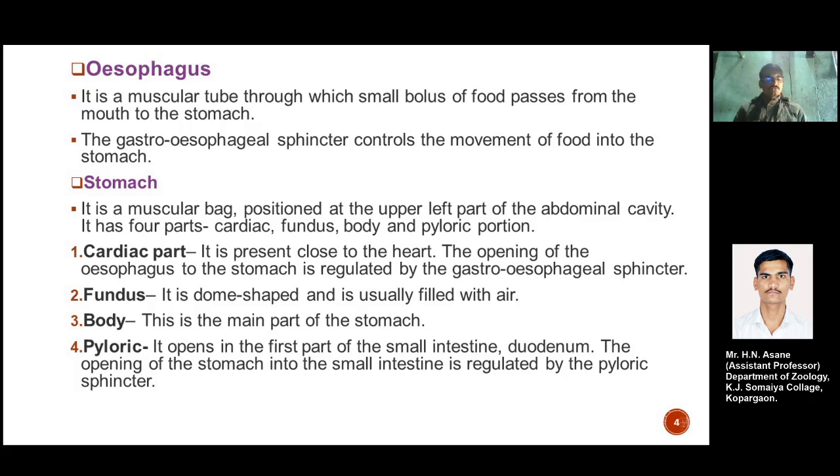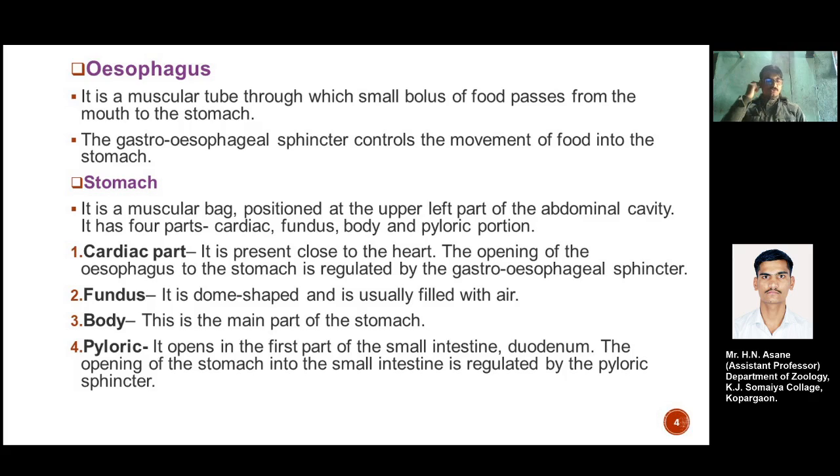So the third part will be the muscularis externa. It consists of smooth muscle fibers of two types, with an inner thick layer of circular muscles and an outer layer of longitudinal muscle fibers. The two layers are separated by thin connective tissue.